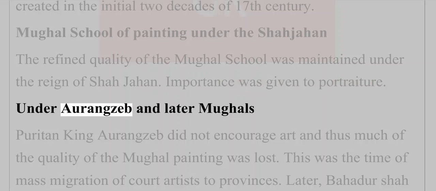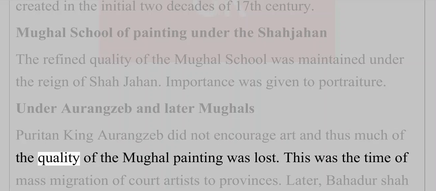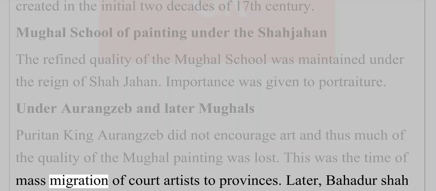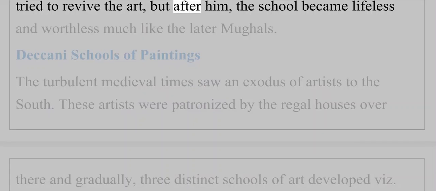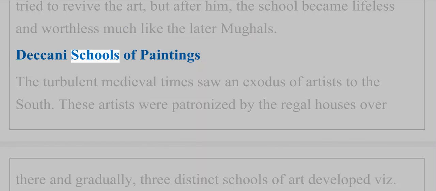Under Aurangzeb and later Mughals, Puritan King Aurangzeb did not encourage art, and thus much of the quality of the Mughal painting was lost. This was the time of mass migration of court artists to provinces. Later, Bahadur Shah tried to revive the art, but after him, the school became lifeless and worthless, much like the later Mughals.